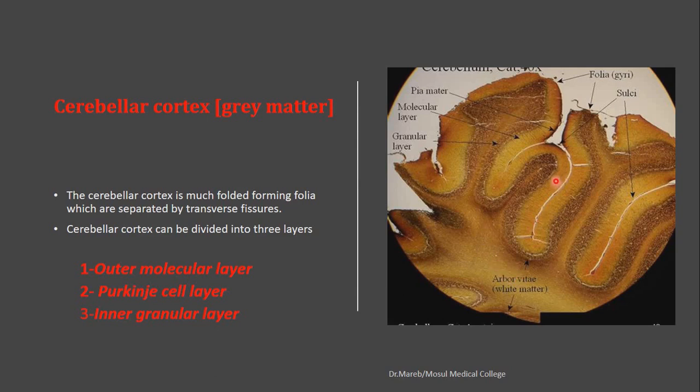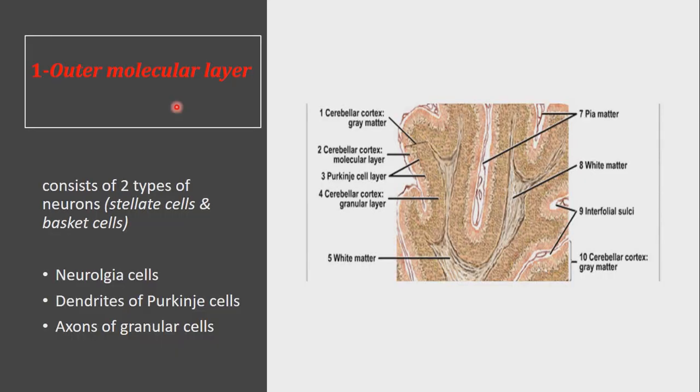Now, the cerebellar cortex contains 3 layers. From the beginning, you can see the differentiation. This will be the outer, which is the molecular layer. This will be the Purkinje cell layer, and this will be the inner, which is the granular layer. So there are 3 layers of the cerebellar cortex. The outer molecular layer, look here, this is the outer molecular layer. Just to remind you also that the cerebellum is covered by the pia mater of the meninges.